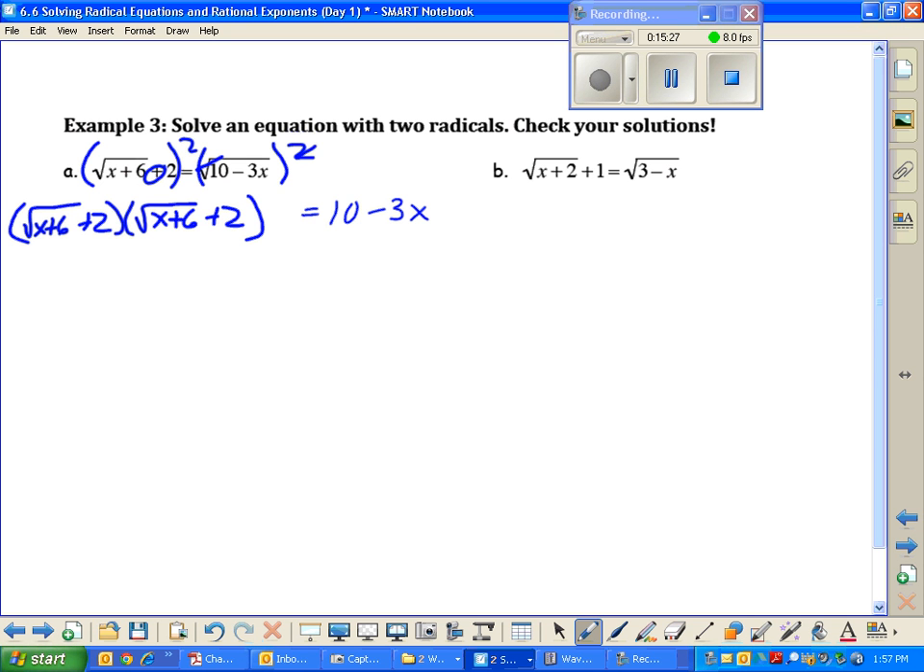Good. So if I take the square root of x plus 6 times the square root of x plus 6, you get, very good, x plus 6. Your outers: we're taking 2 times the square root of x plus 6. That's just 2 root x plus 6. Your inners, 2 root x plus 6. And your last is 4.